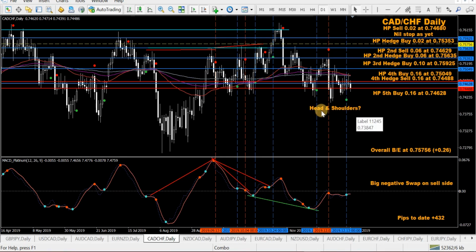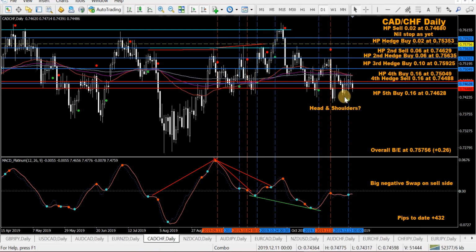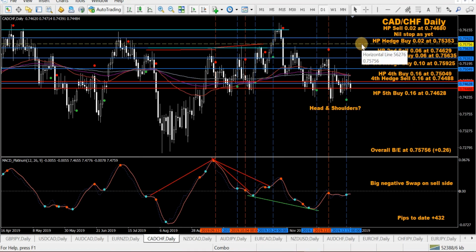Sometimes I make notes like this: head and shoulders. So we come down here, there's a shoulder, up and down, there's a head, and another shoulder there. It's not working out, but that's my overall break-even up here. You can see my level. Just read about all the trades there. Bit of a nightmare. MACD's below the zero level, so it's just a matter of waiting and seeing what happens.